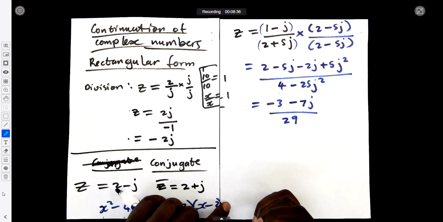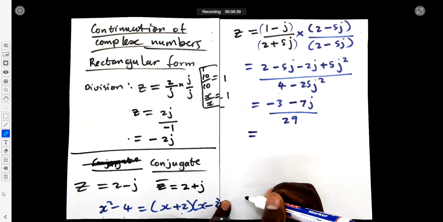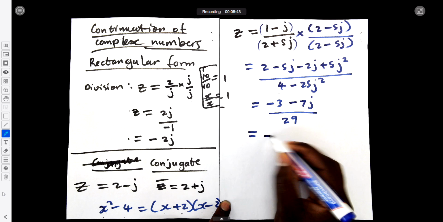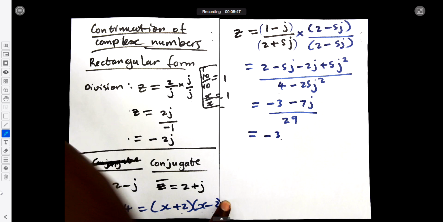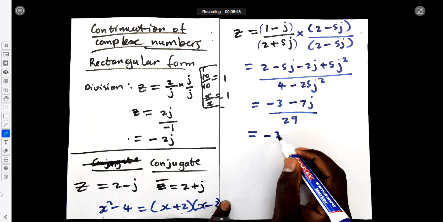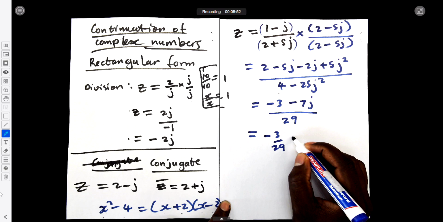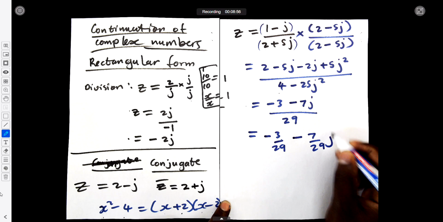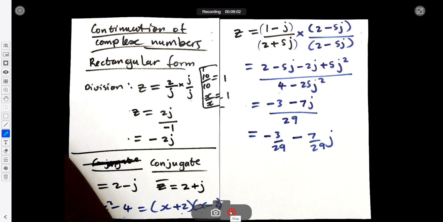Notice I'm not simplifying, I'm expressing. Therefore, we need to leave it in rectangular form. So in rectangular form, we'll have negative 3 divided by 29, and minus 7 divided by 29j. If you want, you can leave it in decimals.